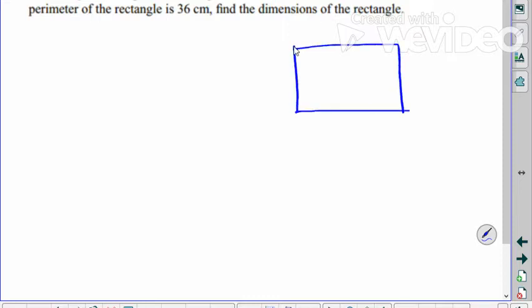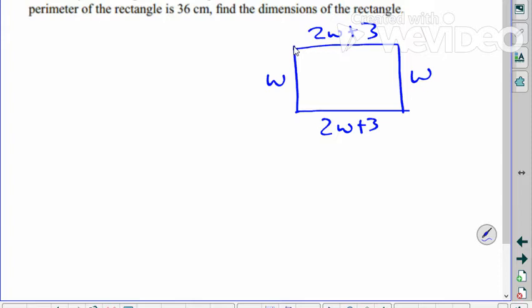Definitely start by drawing a picture of a rectangle, and it says the length is 3 centimeters more than twice the width. So if that's the width, then the length is 3 centimeters more than twice that. That's what our rectangle would look like, which clearly means those dimensions are true as well. And it says that if the perimeter of the rectangle is 36, then what are the dimensions?